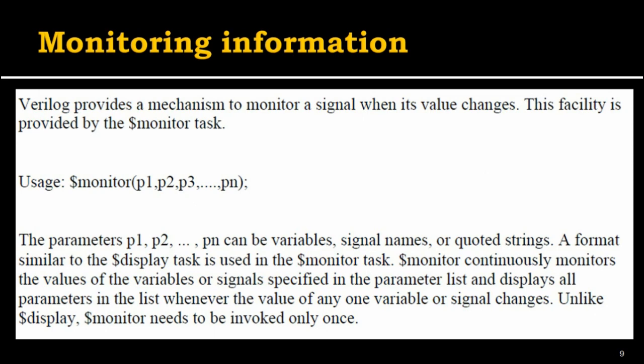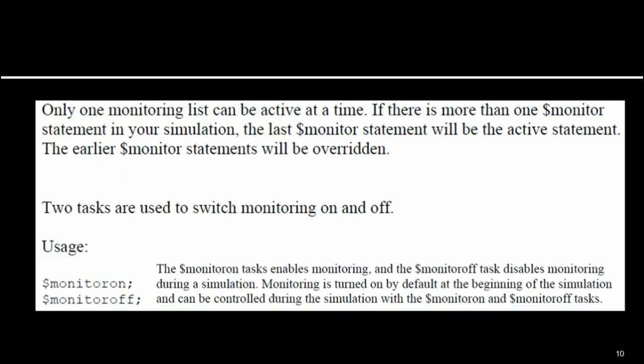Unlike display, the monitor needs to be invoked only once. The monitor is executed only once in a program, but display is executed many times as per the requirement. Here the monitor continuously monitors the signal, wire, net, or variable, and it displays the values when the signal or variable changes. So monitor needs to be invoked only once. That means only one monitoring list can be active at a time.